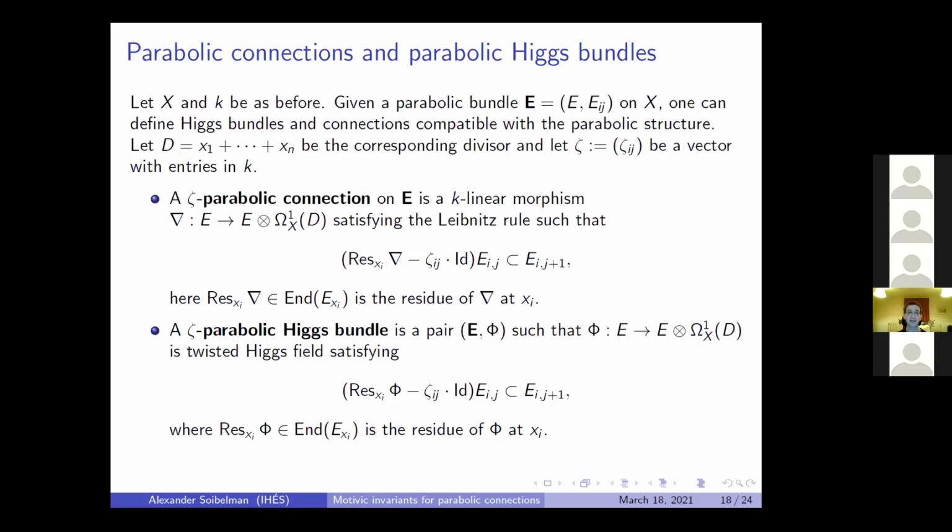So just the same kind of thing. You have a Higgs bundle where you're allowing for your differential forms to have poles. So then you can also try to write down what the residue is, and the residue has to preserve the flag in a certain way. And so given zeta parabolic connections and zeta parabolic Higgs bundles, you can look at moduli stacks, parameterizing isomorphism classes of these kinds of objects, and once again try to compute the motivic classes of these moduli stacks.